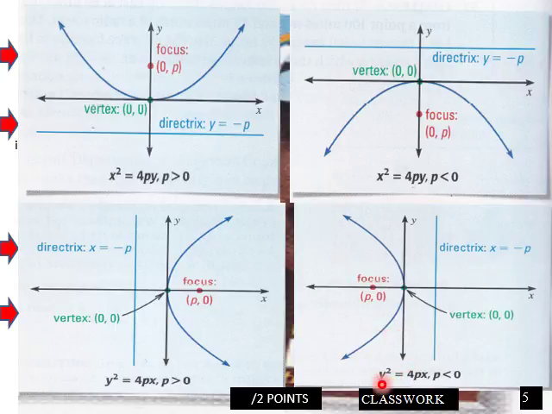And then now we have y squared equals 4px, where p is less than 0. It's going to point towards the negative side of the number line. Then here's our focus, and here's our directrix. So these are the relationships, and this is in your class worksheet.